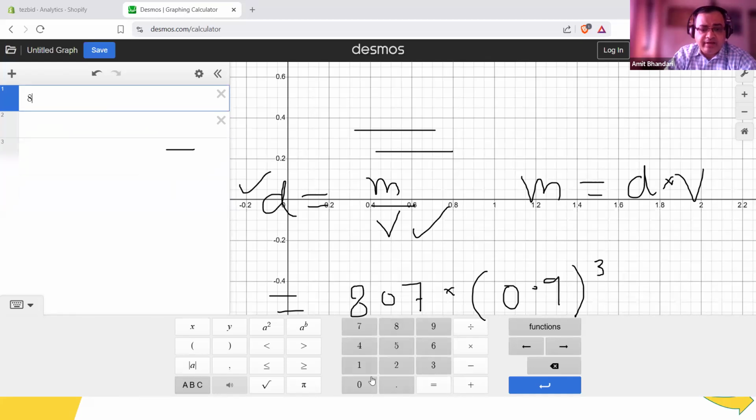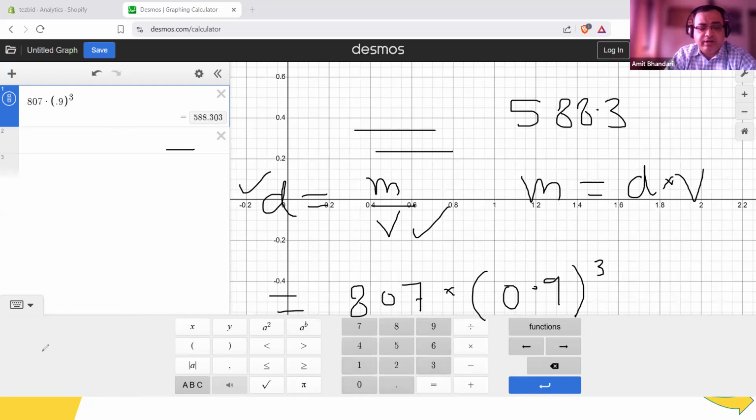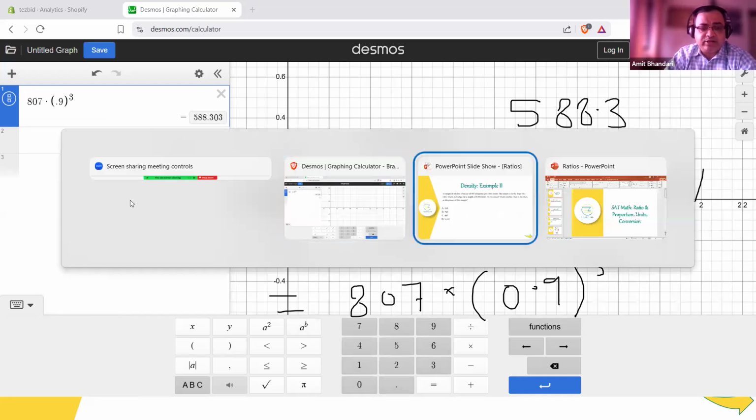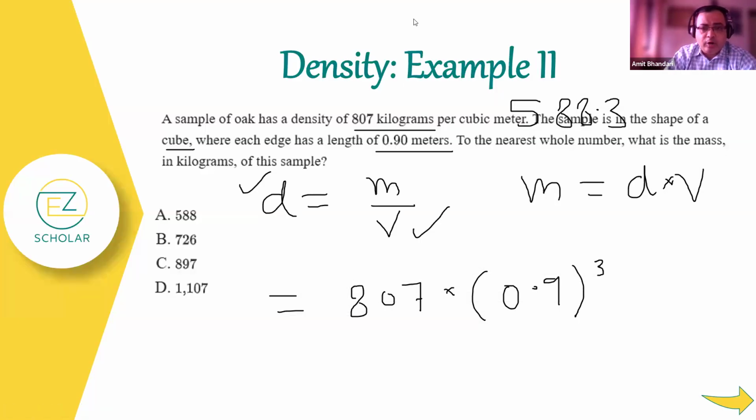So we have 807 multiplied by 0.9 raised to the power of 3, which gives us 588.3 as the answer. The weight of the sample is going to be 588.3 kilograms. So let's check the options that we have. Option A is 588, and that is the correct answer we are looking for.